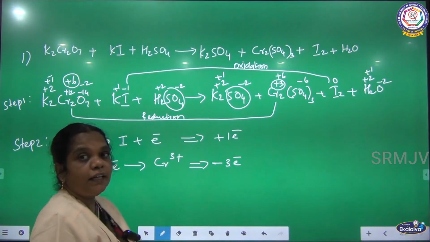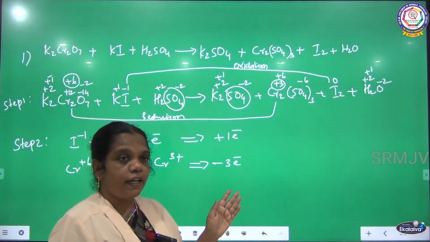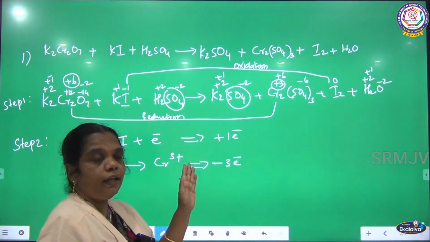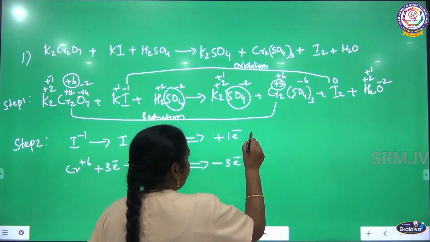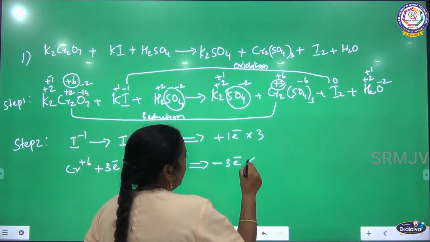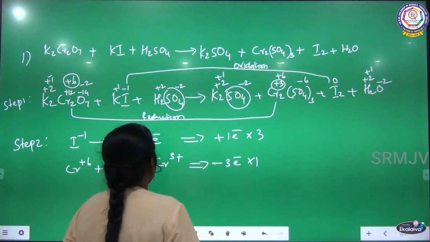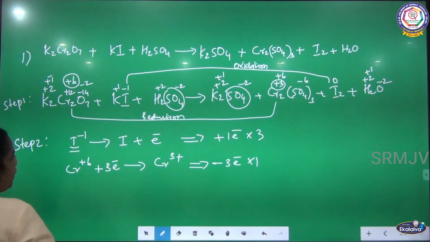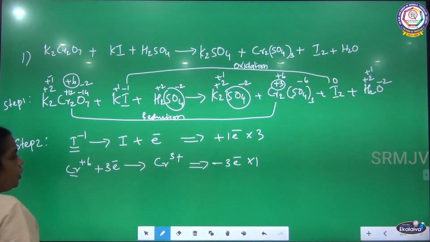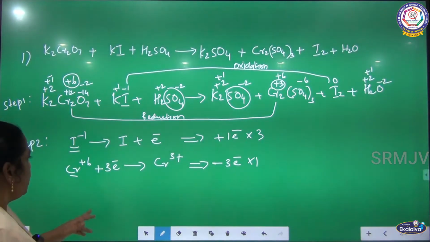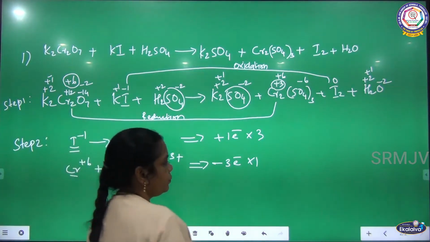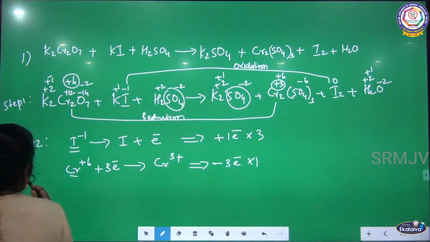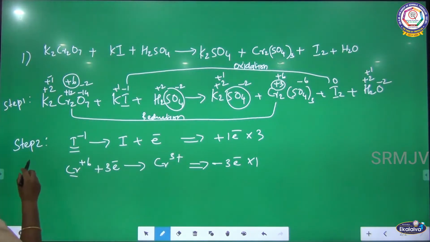Now we want to balance the number of electrons on both sides, so you have to cross multiply. We want to equalize the numbers, so iodine is going to be multiplied by 3 and chromium is going to be multiplied by 1. And in the next step you want to balance based on this.